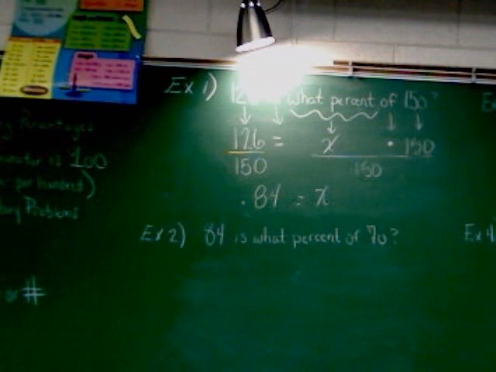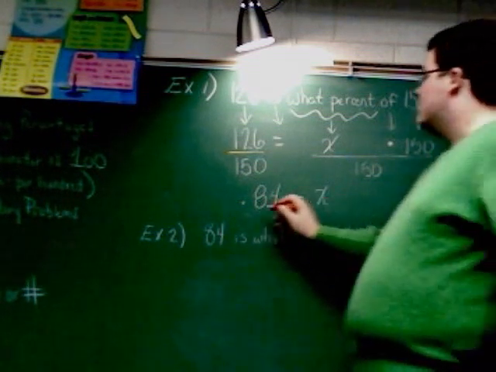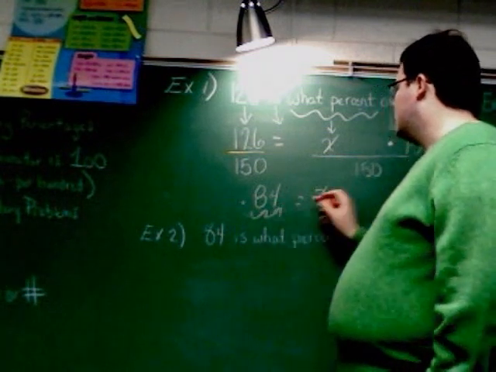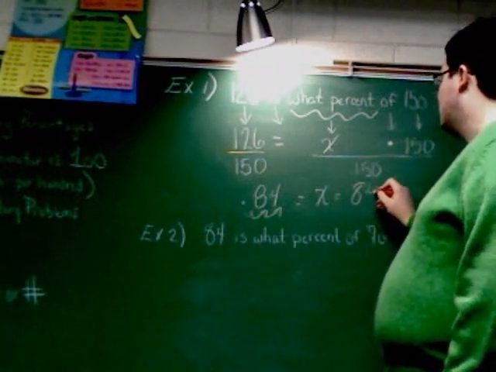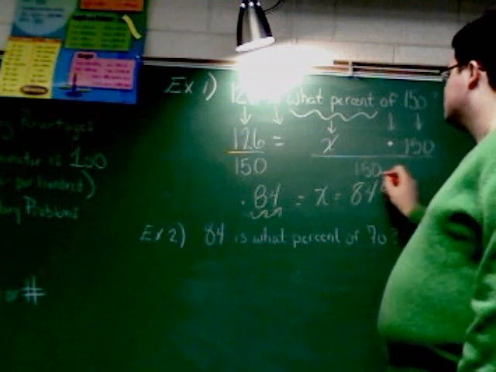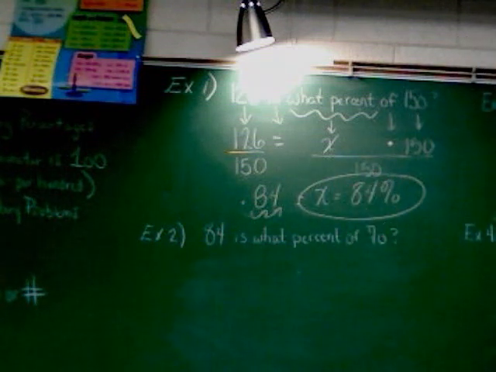In case you've forgotten, to change a decimal to a percent, you move the decimal two times to the right and slap a percent sign on. I'm just going to take this answer, move it twice to the right, and add a percent sign for 84%. And again, we only do that if the problem says what percent. If it says what number, let it be. But if it says what percent, you've got to change it into a percentage for an answer.